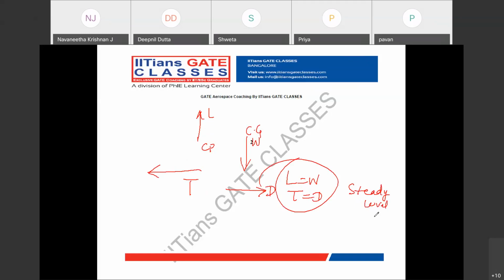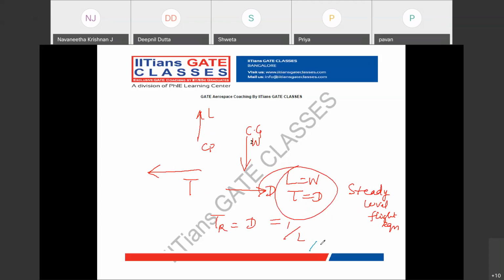Okay, steady level flight equation. From the steady level flight equation, we know that thrust required is equal to drag, which is equal to 1 divided by L by D into weight. So drag depends upon weight and L by D.